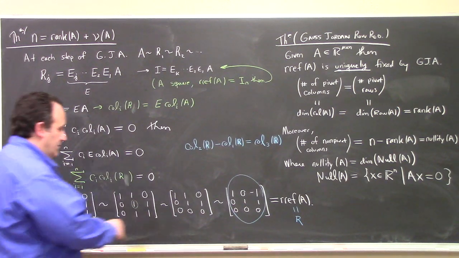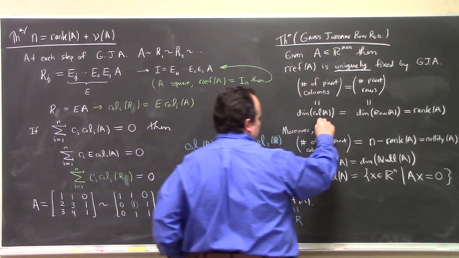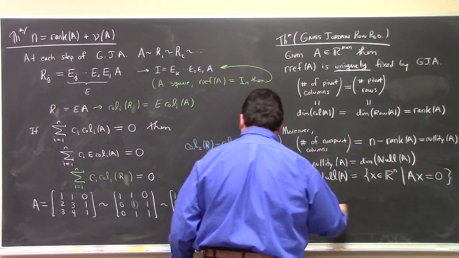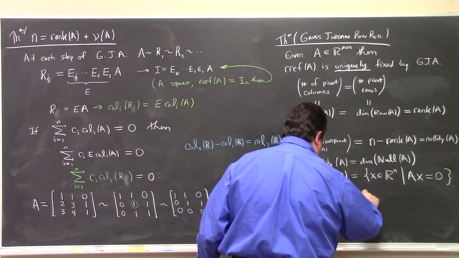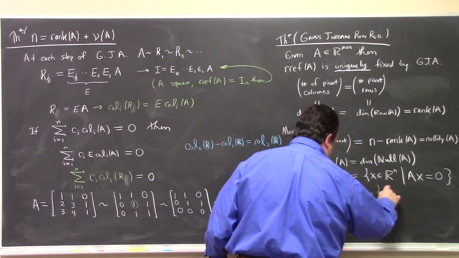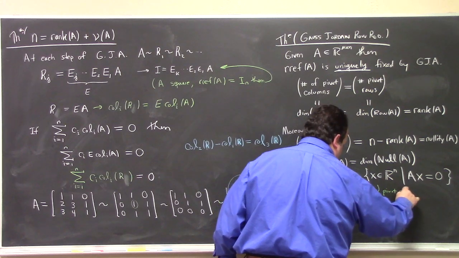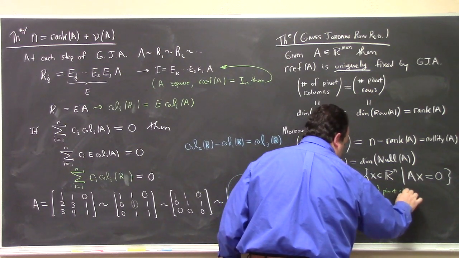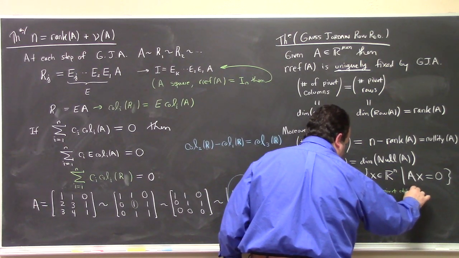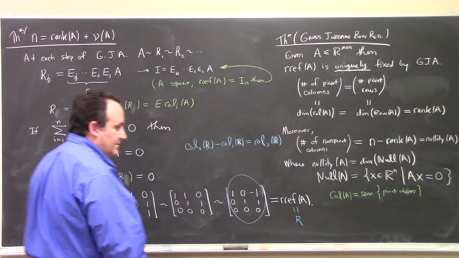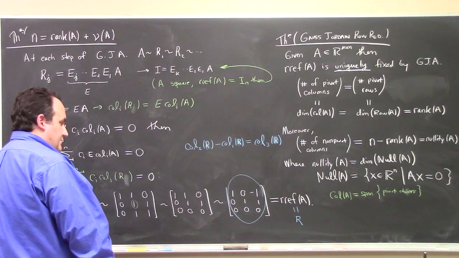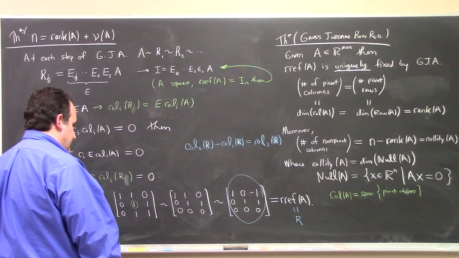In other words, what I'm saying is that you can add another thing to this, which is that the column space of A is the span of what? Pivot columns. It's the span of the pivot columns.